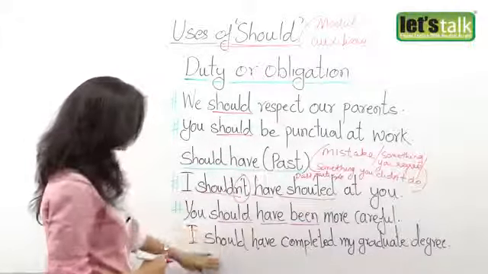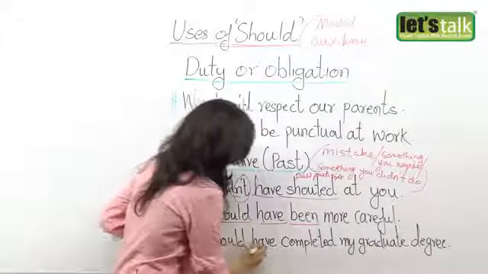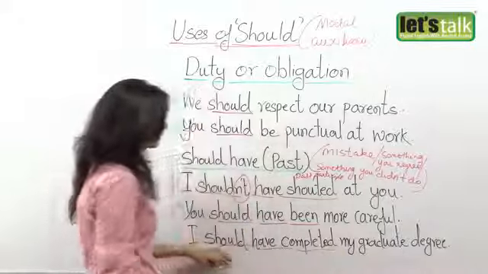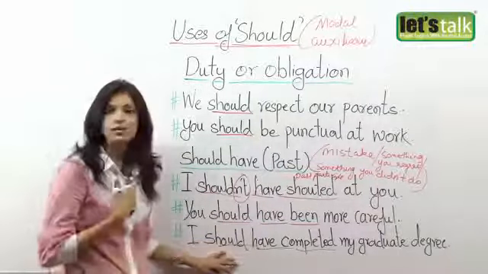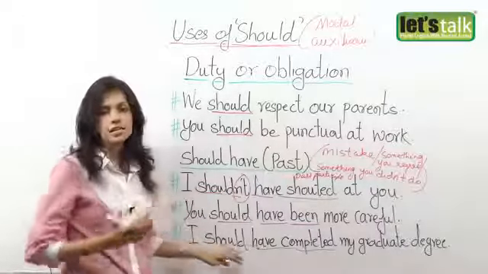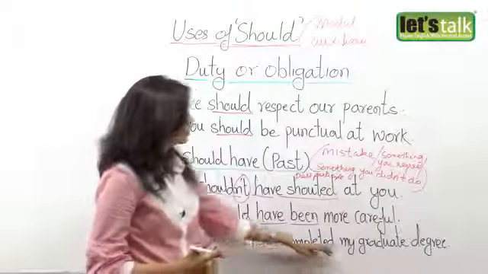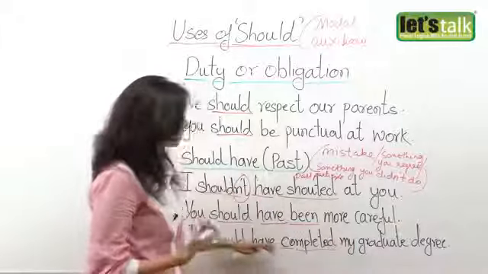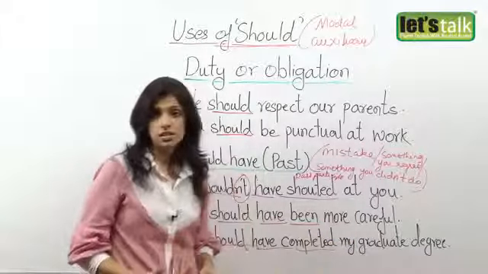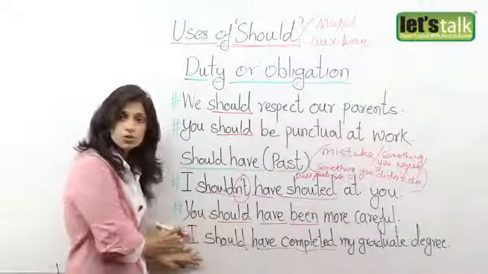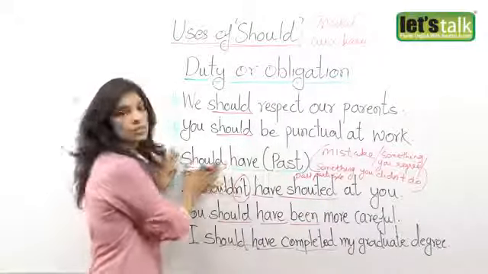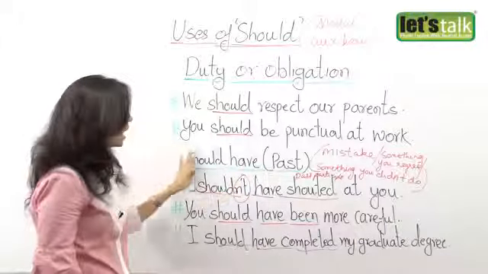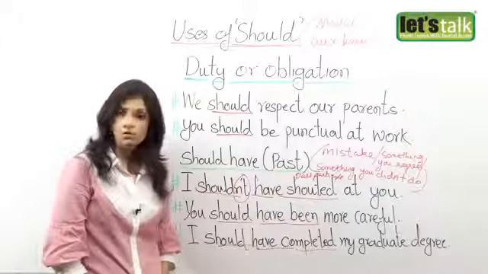Alright. In my next example, I should have completed my graduation. Well, it's very difficult to get a job without being a graduate. So something that I repent, something that I should have done, I didn't do. So I should have completed my graduation, or should have graduated or completed my graduate degree. So something that I was supposed to do, I didn't do, I really regret it. And I'm talking about something in the past. So you say should have plus verb in the third form.